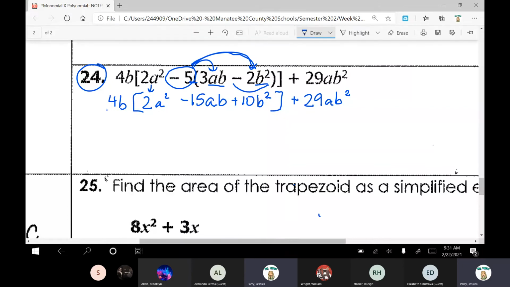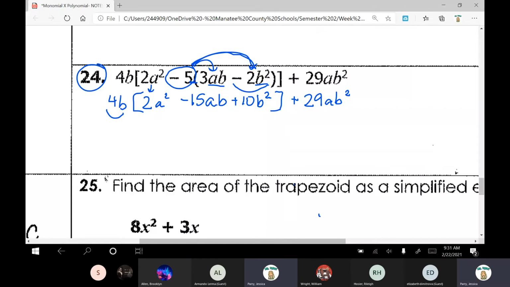So let's take this 4b. And like I said, the brackets are just like parentheses. In order to get rid of the brackets, we need to take this 4b and distribute. So I'm going to multiply through all of these and distribute. So our first jump, 4b times 2a squared.